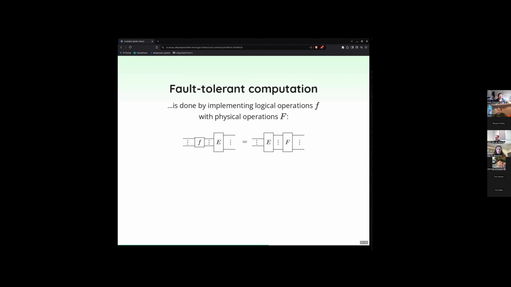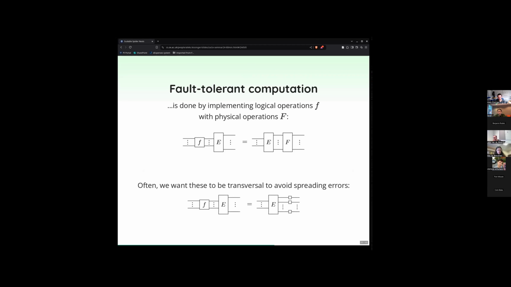So something you can do instead is think, well, maybe there's some logical operation, little f, which I want to do to my logical qubits. But I can do that on the encoded physical qubits if I find some physical operation, big F, which satisfies this equation. We sometimes call this the pushing through the encoder equation. It's like this big F is the thing happening on the physical side, which corresponds to this little f on the logical side.